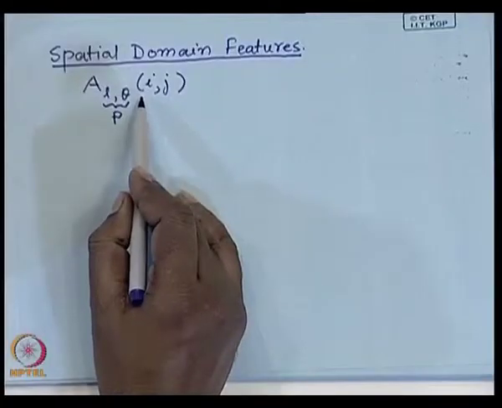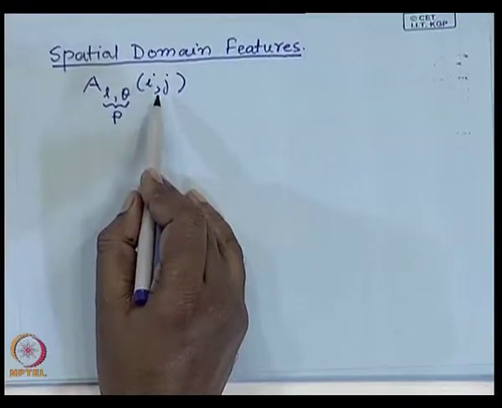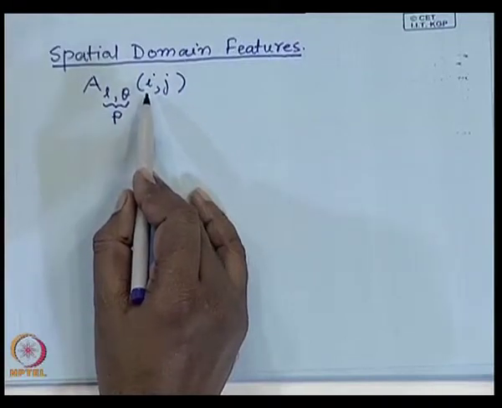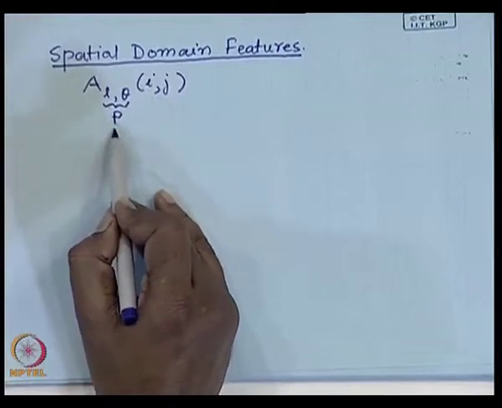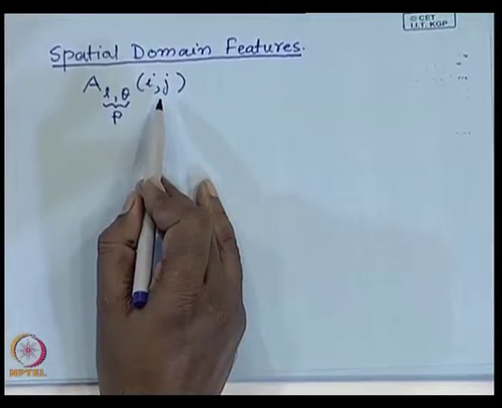As we are saying that it is a co-occurrence matrix, it tells you the frequency at which an intensity value I and an intensity value j will occur together, where the position of I is defined by this position parameter p with respect to intensity value j. Is that okay?